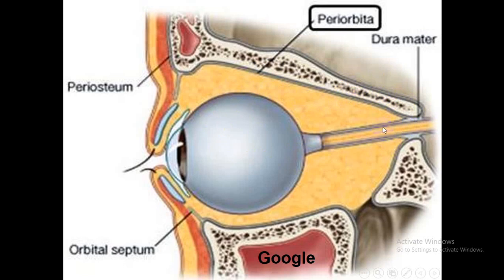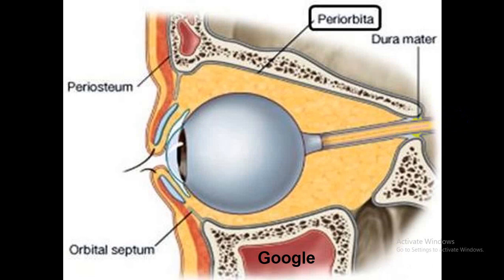So the orbital periosteum forms a funnel shaped sheath which is loosely attached to the bone and it encloses all the contents of the orbit and it is continuous with the periosteum of the bone of the cranial cavity through what? Through the optic canal and the superior orbital fissure.